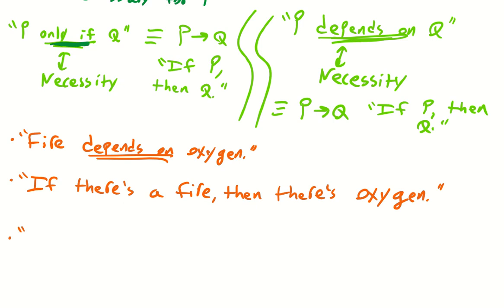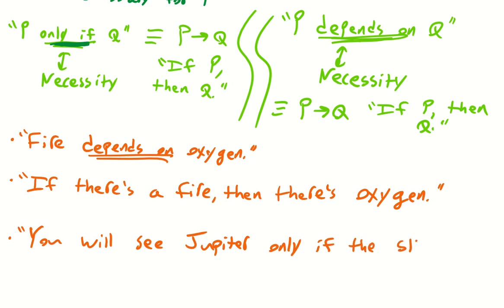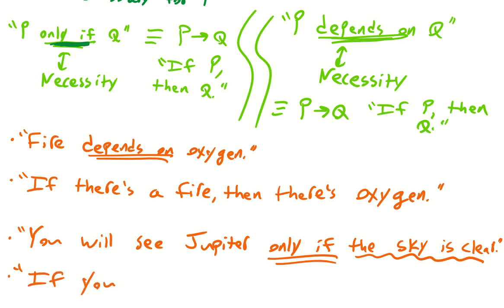Here's another example. Let's say you will see Jupiter only if the sky is clear. We have this only if. So the sky is clear is necessary for seeing Jupiter. So we have if you see Jupiter, then the sky is clear.